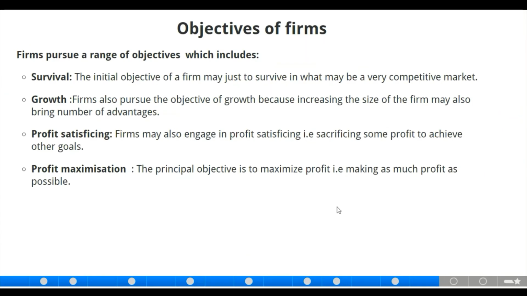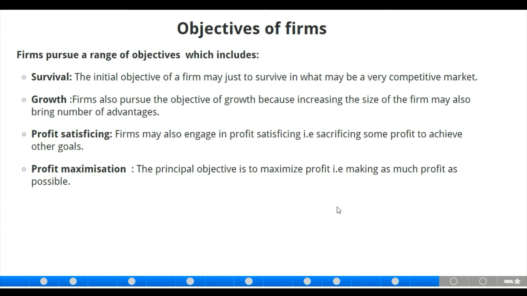Moving to the next slide, we now have the objective of firms. Now, why does a firm pursue a range of objectives? Of course, we have a lot of objectives which firms pursue. It includes survival of a firm, growth of a firm, profit satisficing, and profit maximization. Now, we move to survival. The initial objective of a firm is just to survive in what may be a very competitive market, that is a market in which there are many suppliers or producers at the same time.